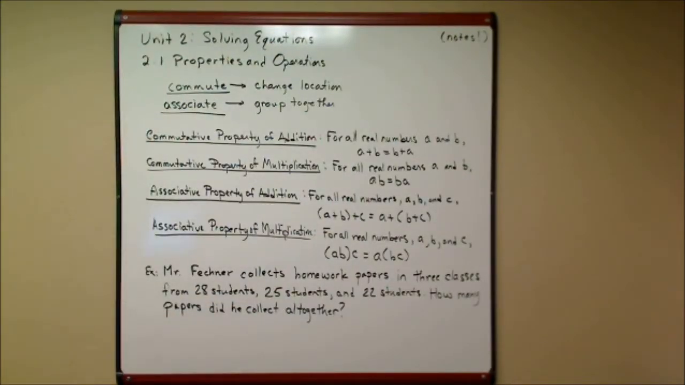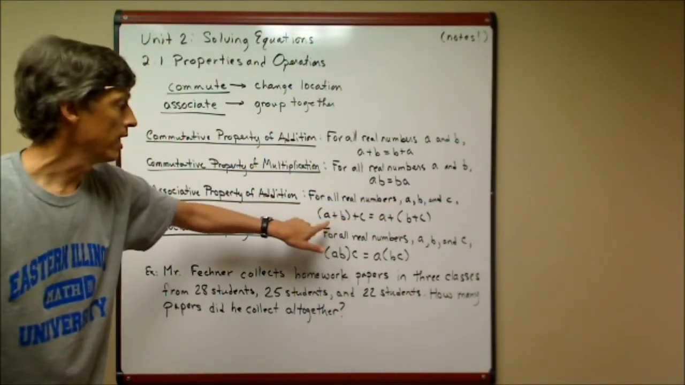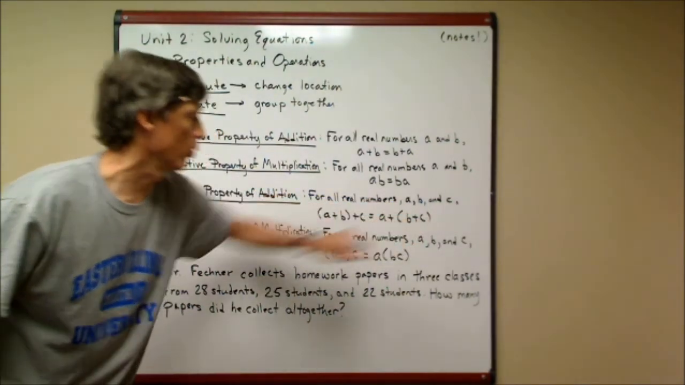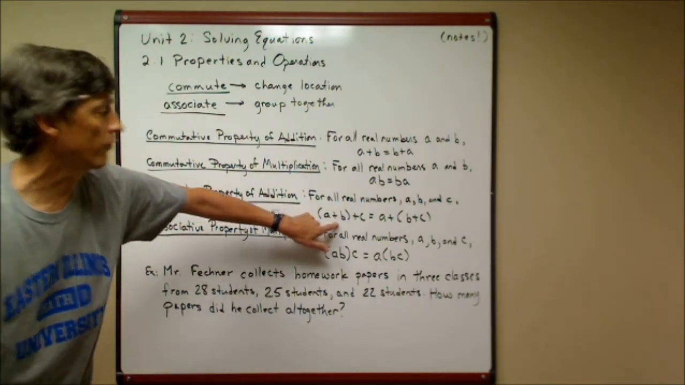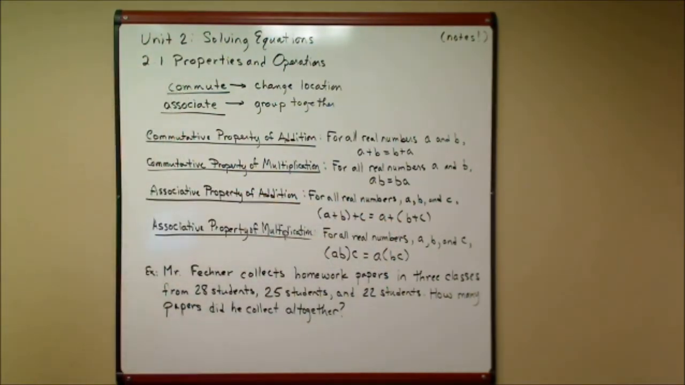The associative property of addition has to do with grouping together. You will see that when you're adding three numbers, for all real numbers a, b, and c, (a plus b) plus c equals a plus (b plus c). The order did not change. When you're adding three numbers, it doesn't matter if you add the first two first or the last two first, you get the same answer.